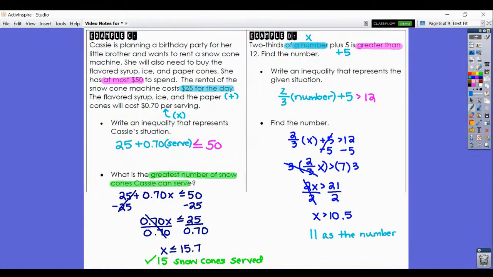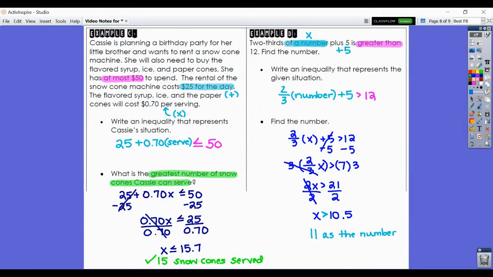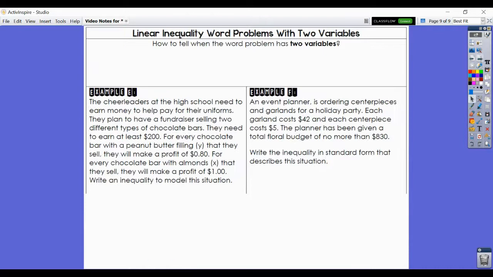Again, it cannot be 10.5 because there's no equal to underneath. It's just greater than 10.5, so any number above that would make this inequality true. That's why I rounded up to 11.